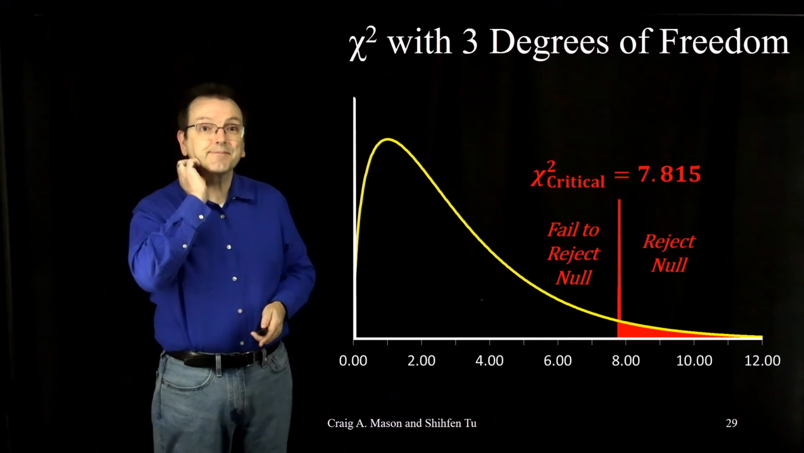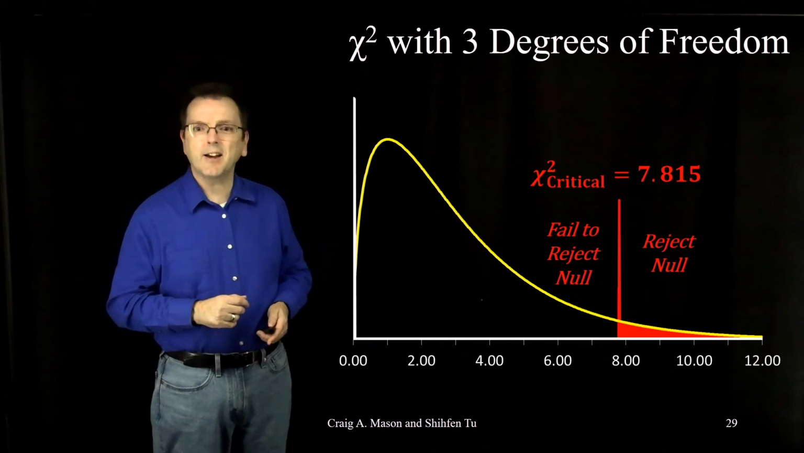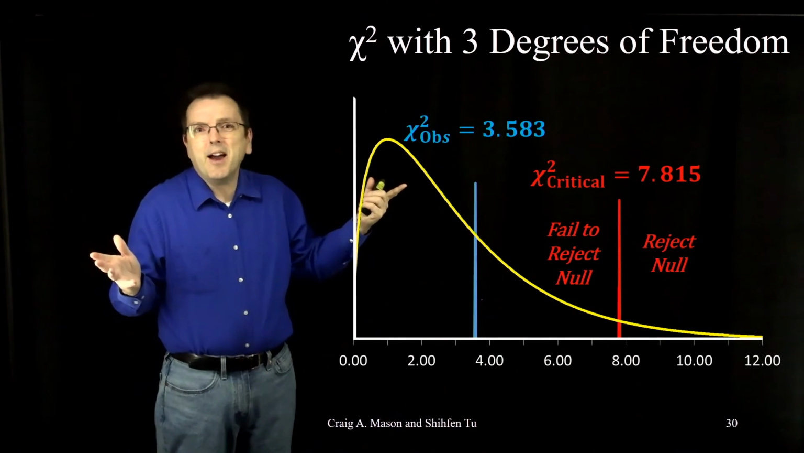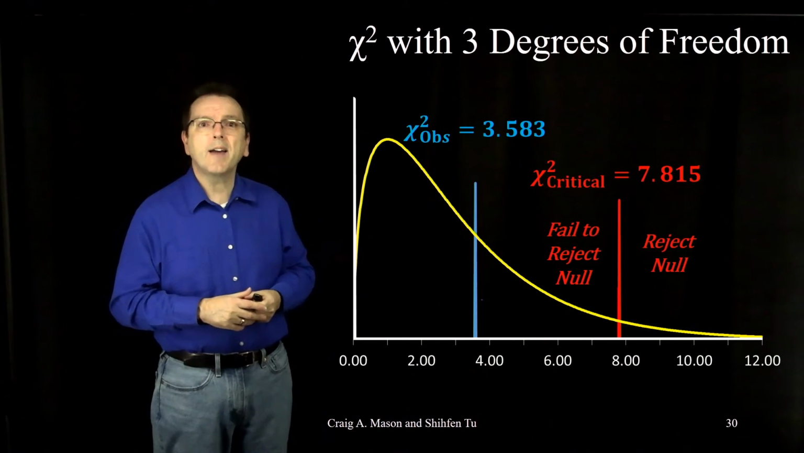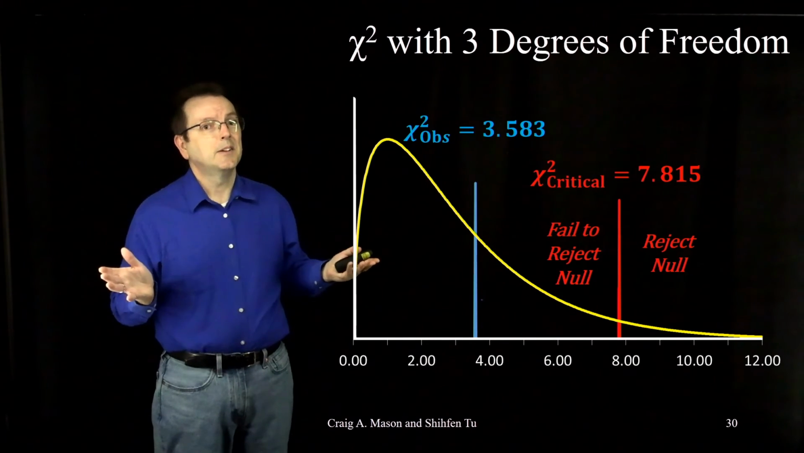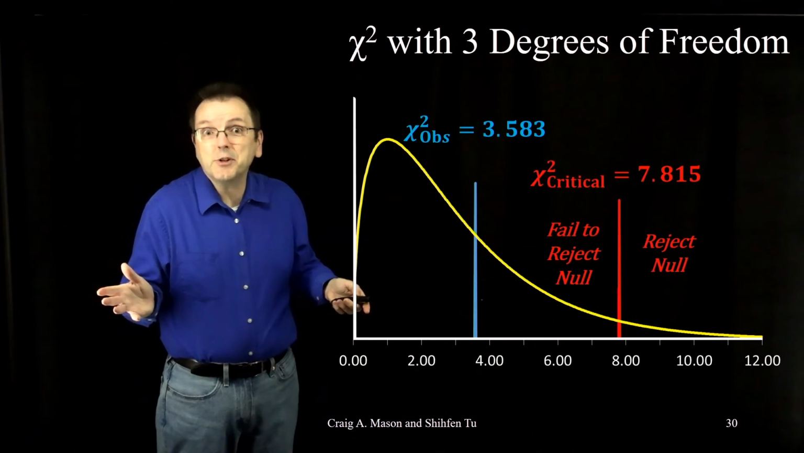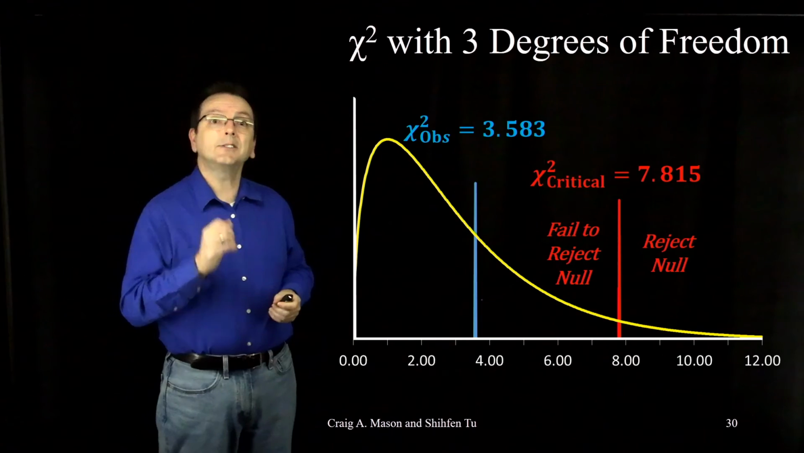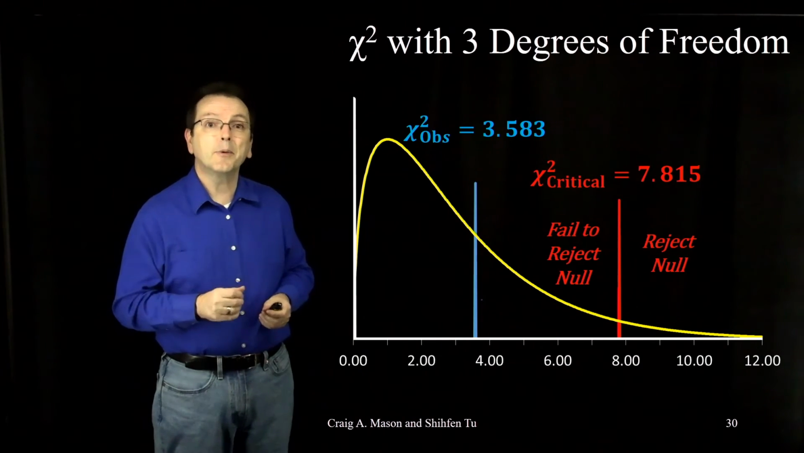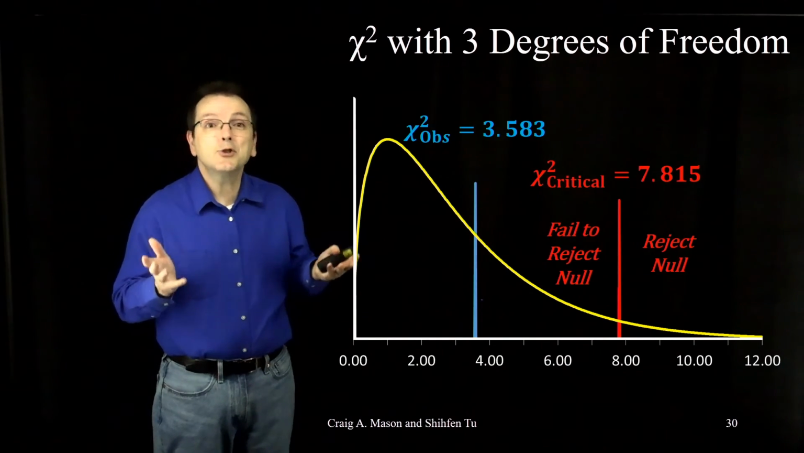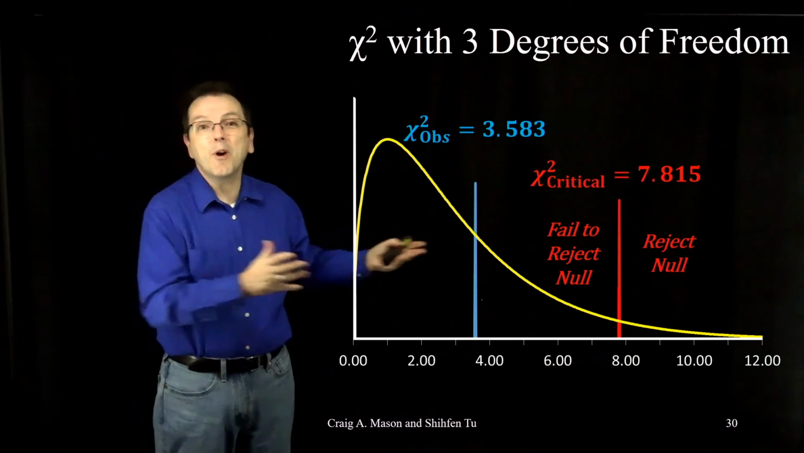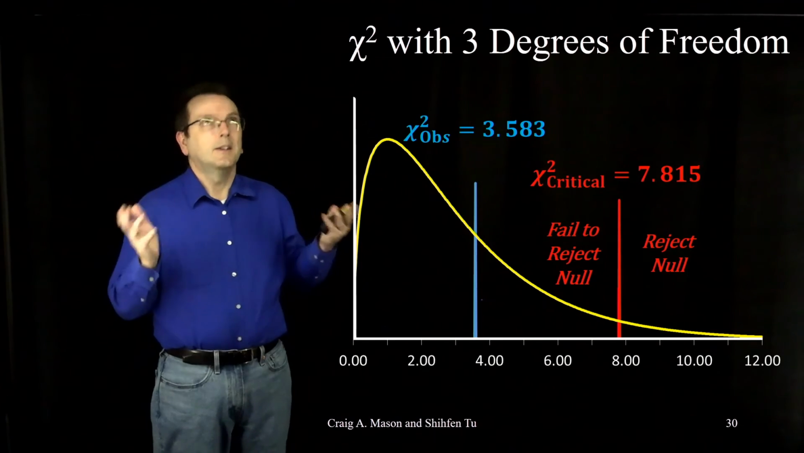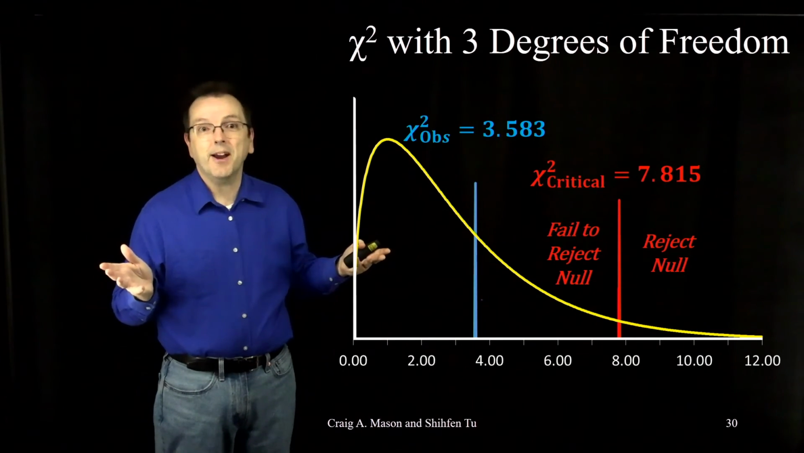So let's take a look at, for our example, what did we calculate? Well, we only got an observed chi-square of 3.583. So that means we're going to fail to reject the null, aren't we? We would have obtained a chi-square of 3.583 or more just too often. Well, more often than 5% of the time if the null were true. So we can't reject the null, right?